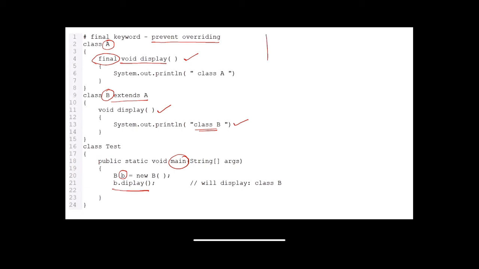So if I have a class A with a display function that is final, and similarly a class B which also has a display function, while B is inheriting the class A, it will not inherit this display function because final is written in front of it. So this is how you can prevent the overriding of functions.